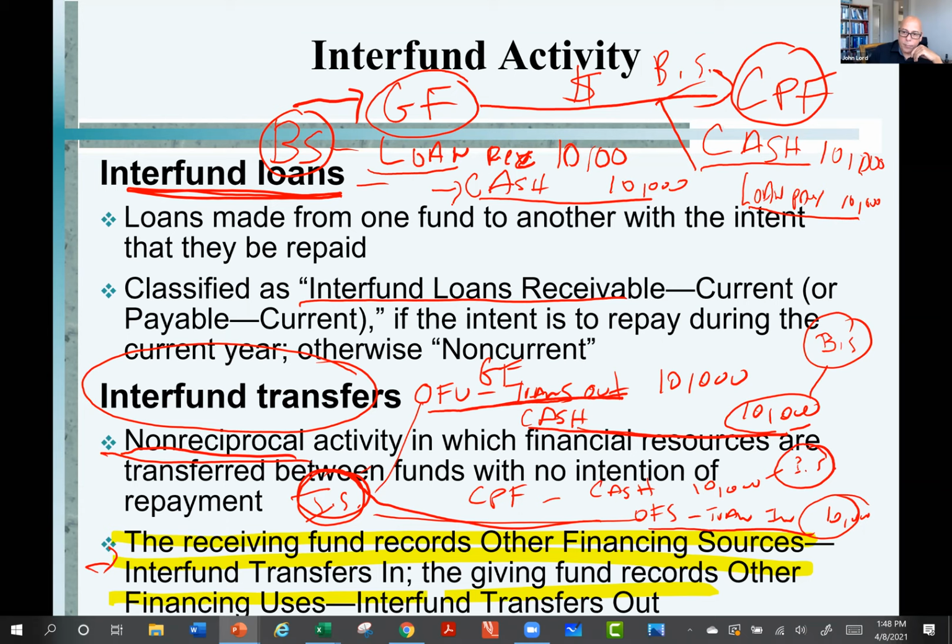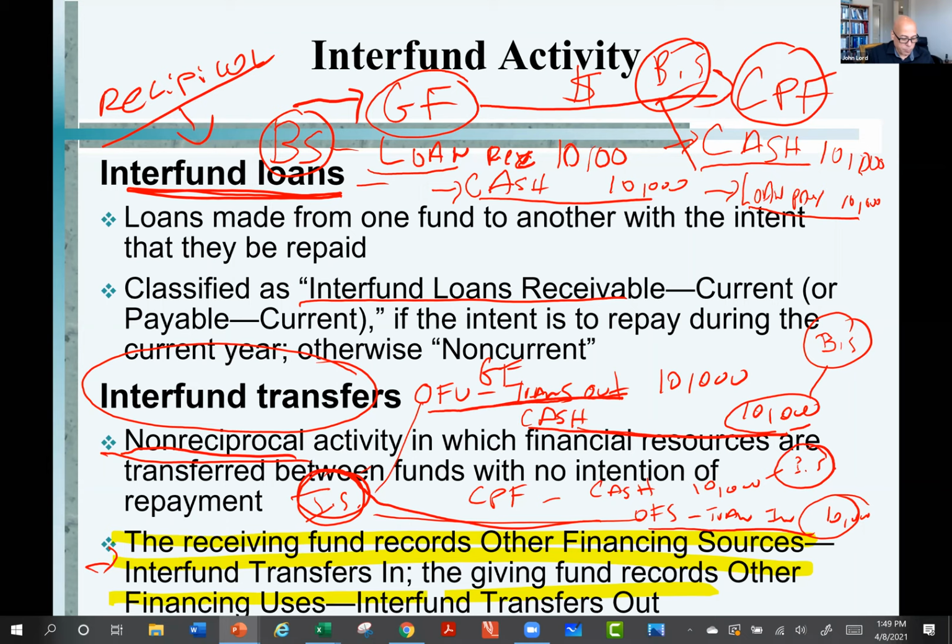On the capital project fund, they will debit cash when that money comes in and credit loan payable. It is anticipated that the capital project fund is eventually going to send that money back to the general fund. So we call that a reciprocal transfer, because they're eventually going to have to send that money back. It's not a one-way deal. Notice, guys, the entire transaction hits the balance sheet. Everything hits the balance sheet in that example.